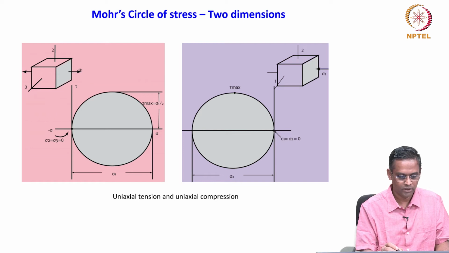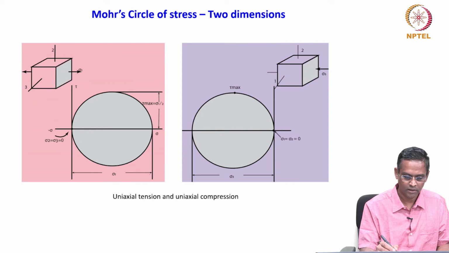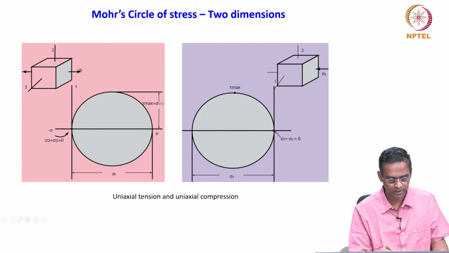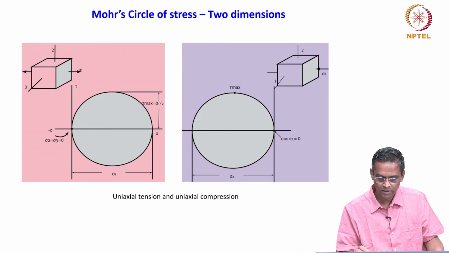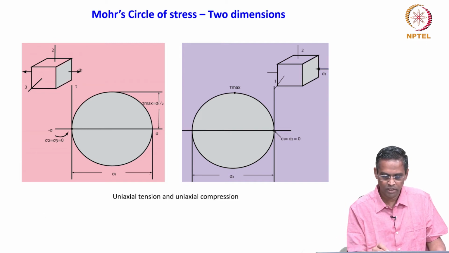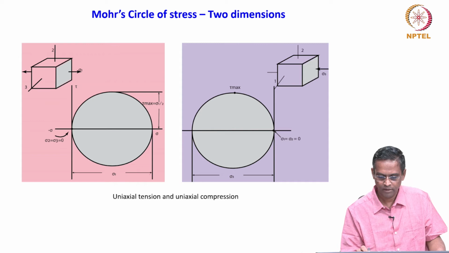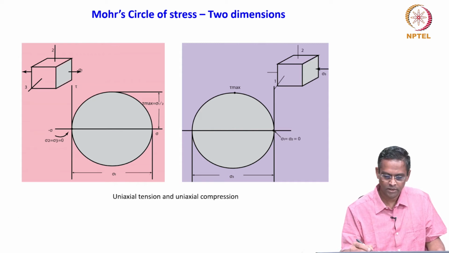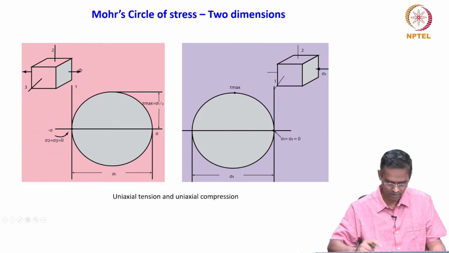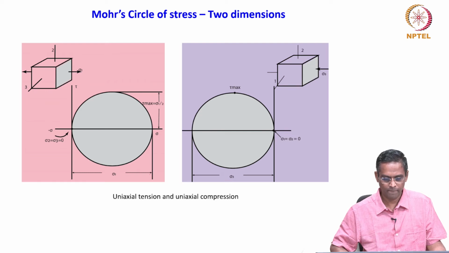If you have sigma 1, so sigma 1 is the maximum, and this is sigma 1 by 2, that is the maximum shear stress, and sigma 2 and sigma 3 will be 0, okay, if it is uniaxial tension. The opposite, uniaxial compression, comes to a complete negative axis, sigma 3. And then this is the max, and sigma 1 and sigma 2 are equal to 0. So, this is this way of representing.